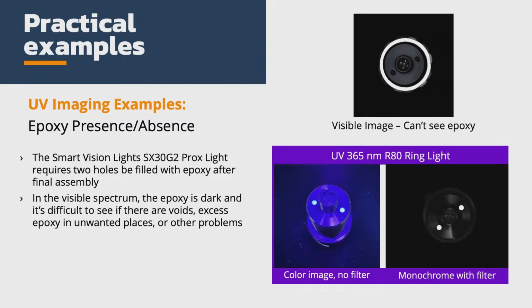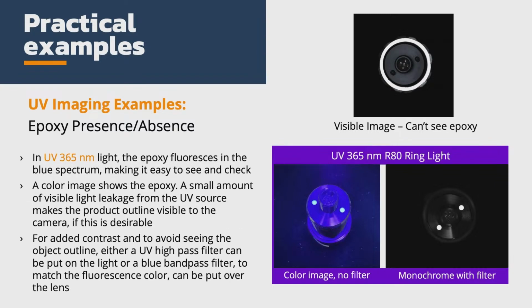In this next example, this is actually a practical example from Smart Vision Lights ourselves. This is one of our SX30 prox lights, as we call them, spotlight or proximity light. And if we look at this in the visible spectrum, you can see the surface is very shiny, and it's hard to see what is going on there. And in fact, if we just hit it with the UV light and use a visible camera, then you can see the two holes on either side of the connector.